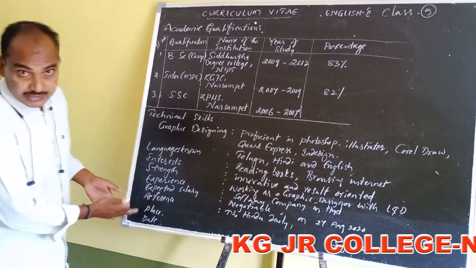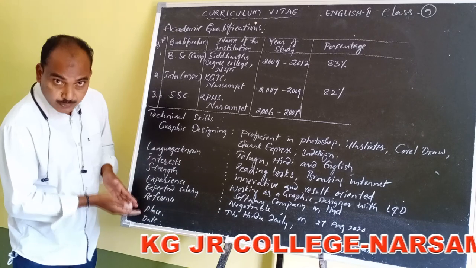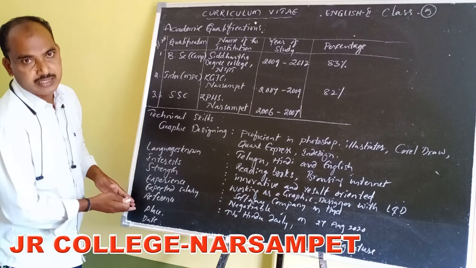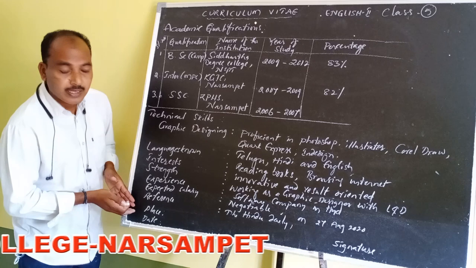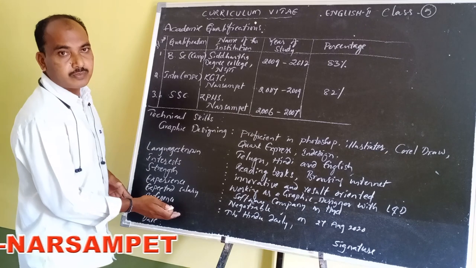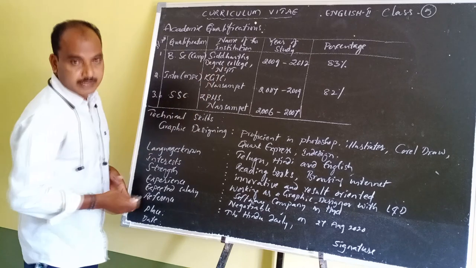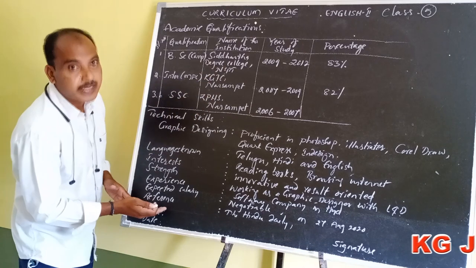The next one, finally, before this final one, you can write a declaration too. But it becomes lengthy. If you feel it became lengthy, you don't write the declaration. If you want to score 4 out of 4 for this curriculum vitae, you have to mention the declaration.